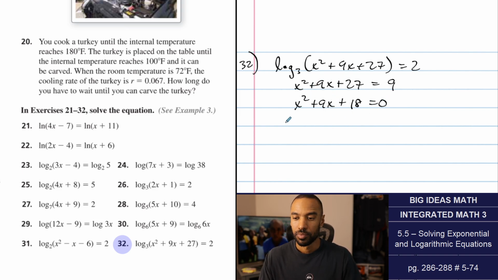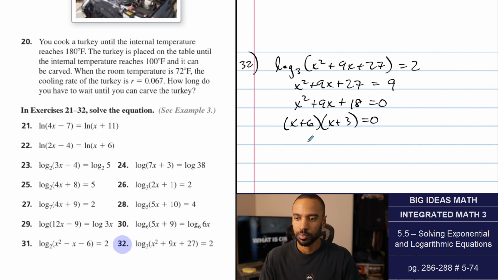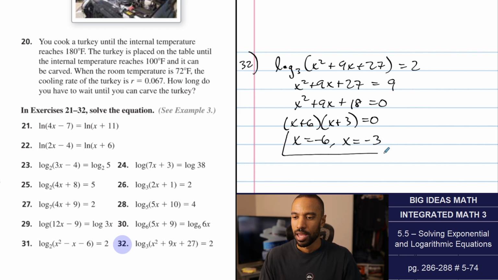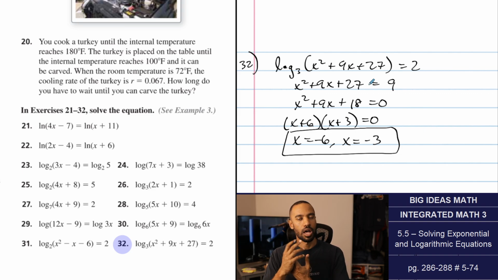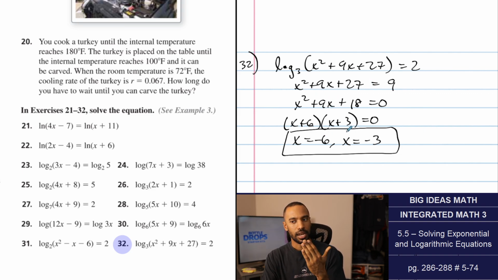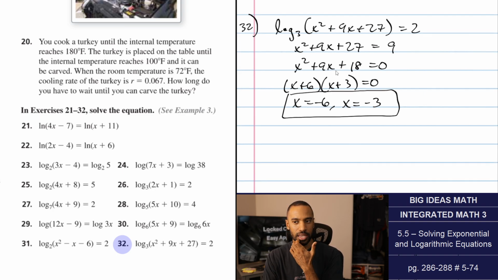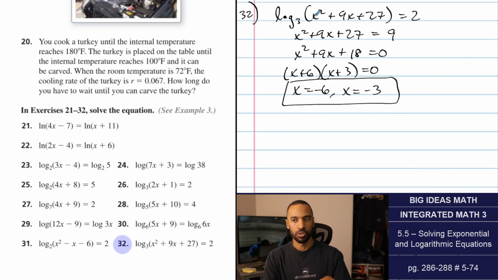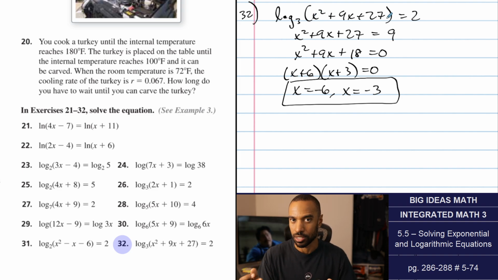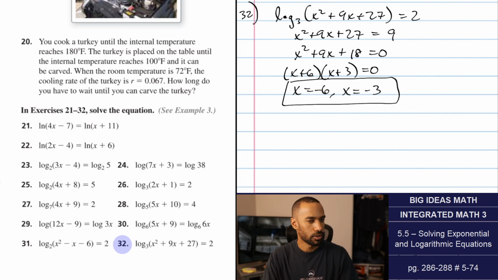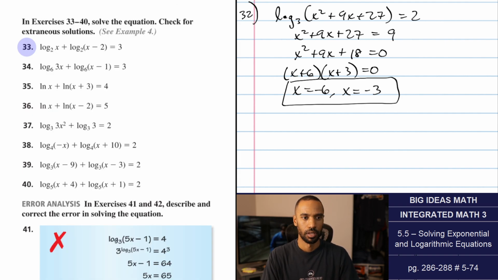This one's factorable. This factors into x plus 6 times x plus 3. So you get x equals negative 6, x equals negative 3. Now, again, negative answers aren't a problem. The problem is taking the log of negative numbers, but you plug in negative 6 or negative 3 into here, you're going to get 9, right? That's the idea. So these aren't extraneous solutions. These were initially quadratic to begin with. It's not like it started as something that wasn't, right? So these began that way. So we're all good. Those are fine.